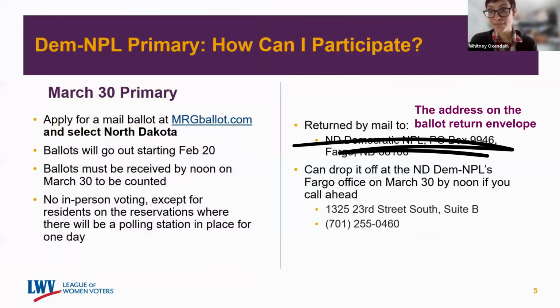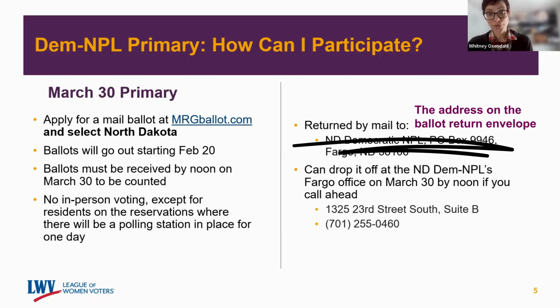How to participate. To get your ballot and apply for one, you'll go to mrgballot.com. I'll put the link in the description below, and then select North Dakota. You'll fill out some information, submit, and then the Dem-NPL will start sending out ballots February 20th, and then do it on a rolling basis as they get applications. Ballots must be received by noon on March 30th to be counted. Noon, March 30th. Make sure you give yourself enough lead time in the mail to mail it out so it arrives March 30th to the Dem-NPL.